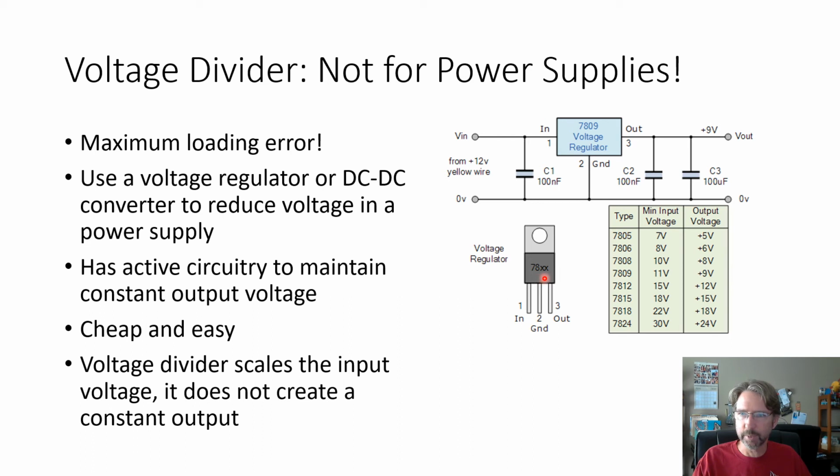7805 is the classic one. And there are 3 terminals. You give it the input voltage, you give it ground, and you get an output voltage at the voltage that you want. And these have active circuitry. There are a bunch of parts inside that are actively changing things to maintain a constant 5 volts, whether your input is 12 or 13 or 11.